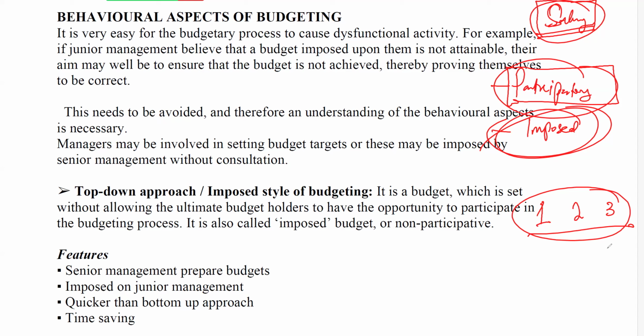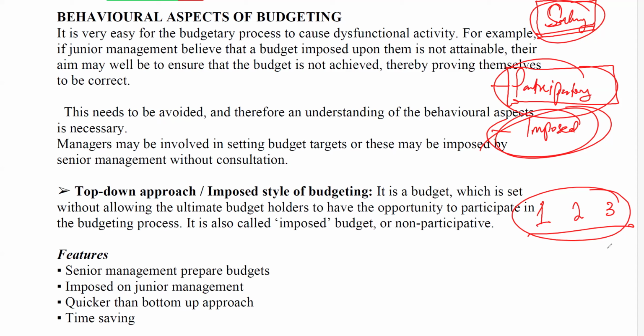Now the problem is that each style of budgeting has pros and cons. You must know that with the participative style, top management will be involved in the way they participate in your process. So you come up with your budget in your own way, send it to them, let them review, then you sit down, give feedback, and so on. That is not bad. But with the imposed style, management will impose the budget on you. It is non-participative. So it is very easy for the budgetary process to cause dysfunctional activity.